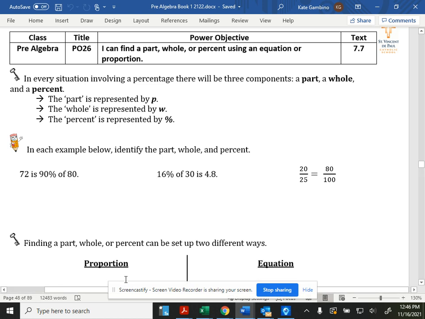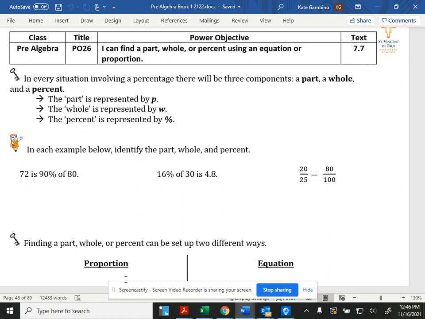All right, good afternoon. Today we are working on PO26. So this is a power objective. We really need to understand this. I can find a part, whole, or percent using an equation or proportion.